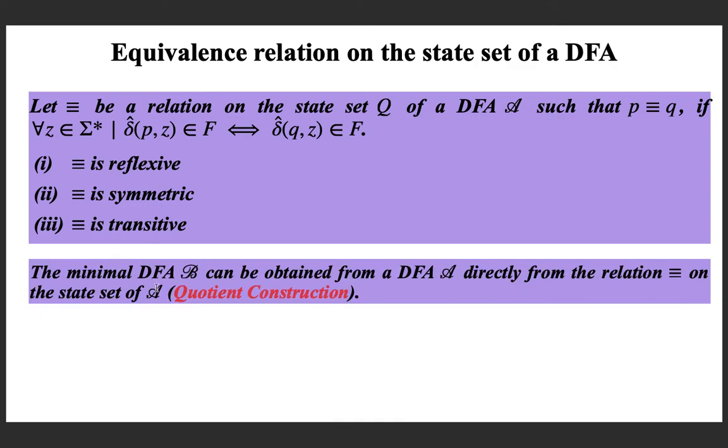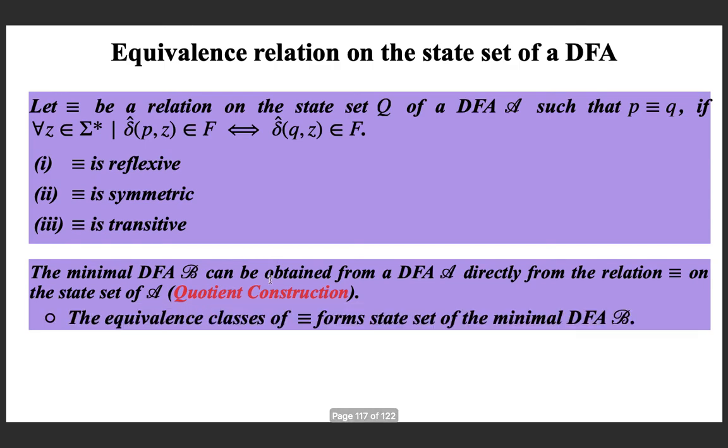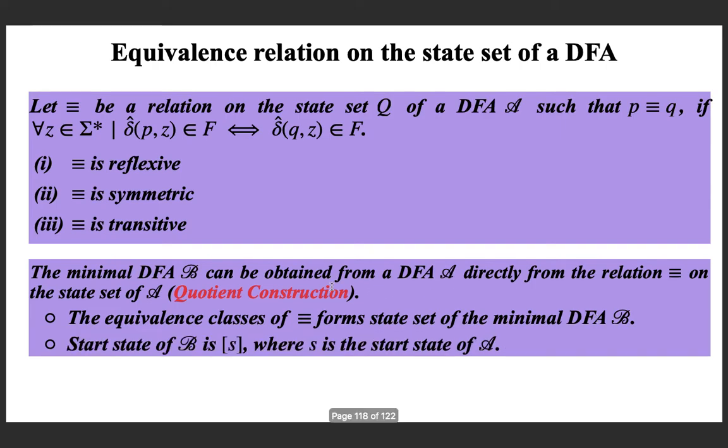Now, the minimal DFA B from the given DFA A can be obtained directly from this equivalence relation on the state set of A, and this algorithm is what is called the quotient construction. The equivalence classes of this equivalence relation, in the previous example 4 equivalence classes we obtained, are going to form the state set of the required DFA.